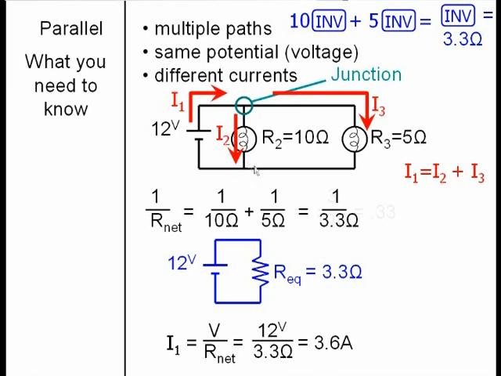Down at the bottom, you can see there's another junction here, and this is where current 2 and 3 add together to make current 1 that goes back into the battery again.